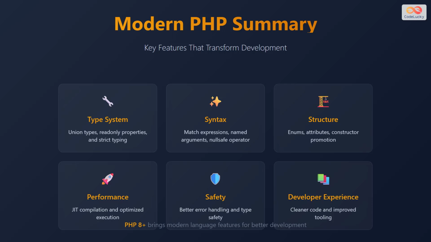Modern PHP is characterized by several key features that transform development. These include improvements to the type system with union types, read-only properties, and strict typing. New syntax features like match expressions, named arguments, and the Nullsafe Operator. Structural enhancements such as Enums, attributes, and Constructor Promotion. Performance improvements through JIT compilation and optimized execution. Enhanced safety with better error handling and type safety. And an overall improved developer experience through cleaner code and improved tooling. PHP version 8 and above brings modern language features for better development.